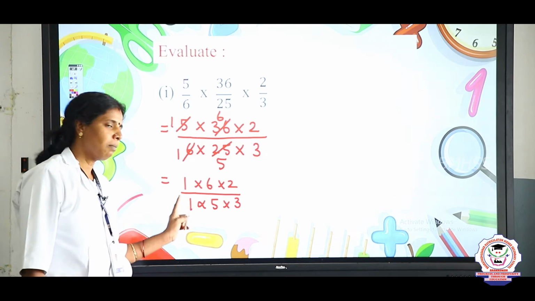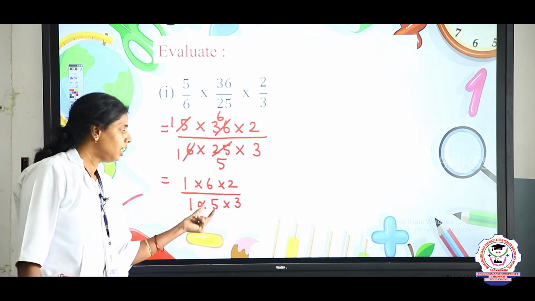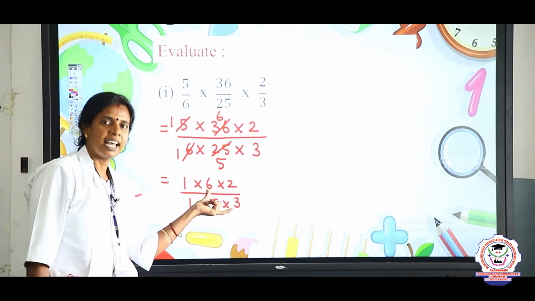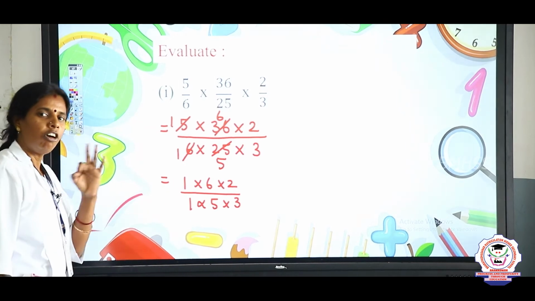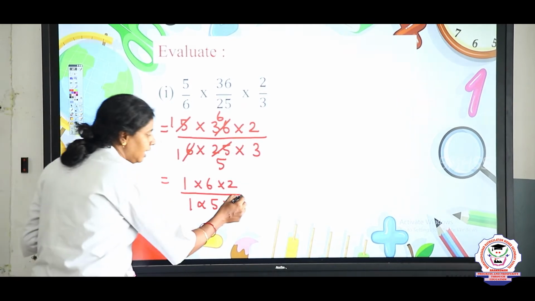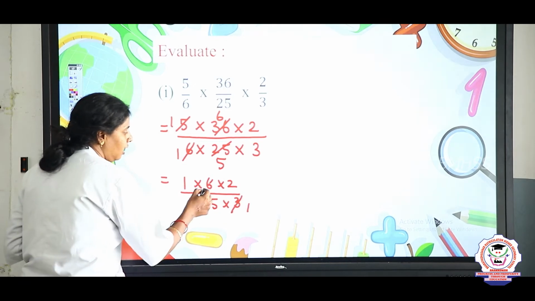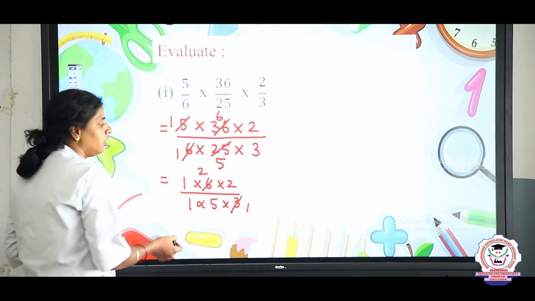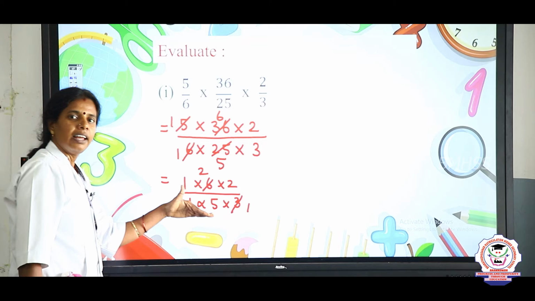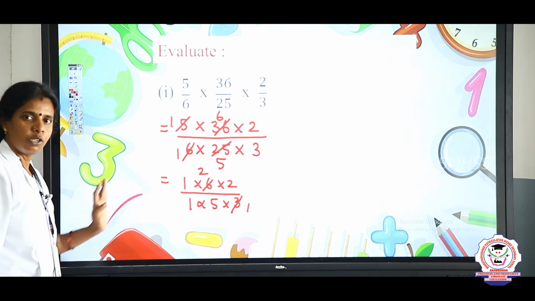Again, are there any other common numbers to simplify in this? Yes, 3 and 6 have the common factor of 3. So, we can cancel in the 3 table. 3 1s are 3, 3 2s are 6. So, apart from this, there are no common numbers to cancel, right?